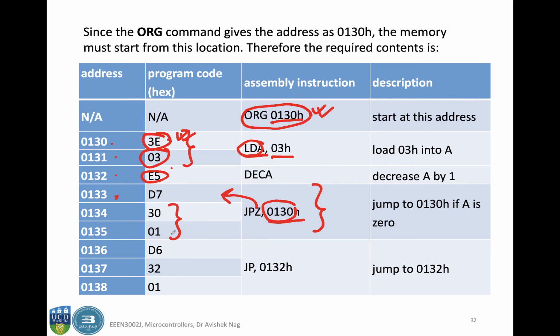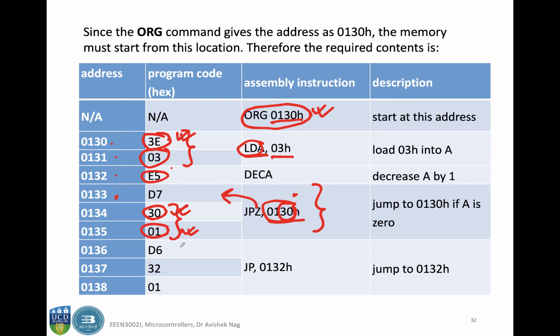And note how it is loaded. The 01 comes here, and then comes the 30. Okay, so first the LSBs are stored, and then the MSBs are stored of this particular address.